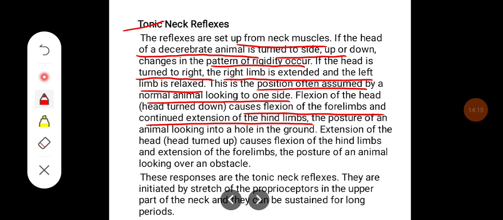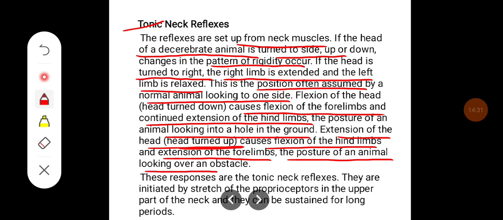This posture is of an animal looking into a hole in the ground. And the extension of the head, that is, if it is turned up, causes flexion of the hind limbs and extension of the forelimbs, the posture of an animal looking over an obstacle. These responses are tonic neck reflexes. They are initiated by stretch of the proprioceptors in the upper part of the neck, and they can be sustained for long periods.